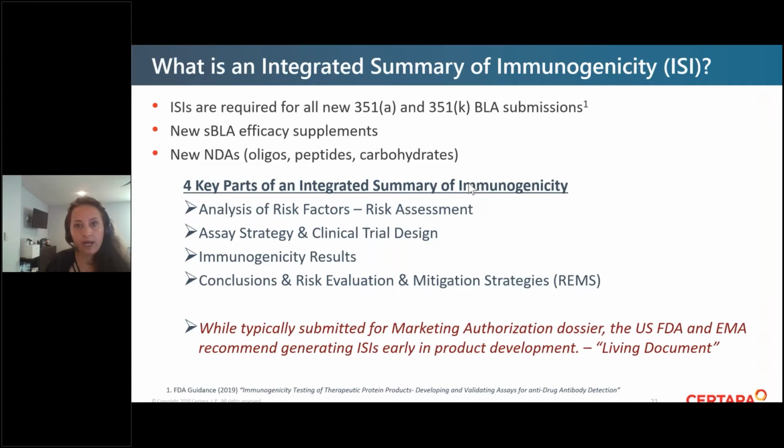And I haven't really seen this in practice as much as I would like, but the agencies have asked that this be a living document. So as you're developing the drug, you are building and updating your ISI as you go along, not just writing it at the end.